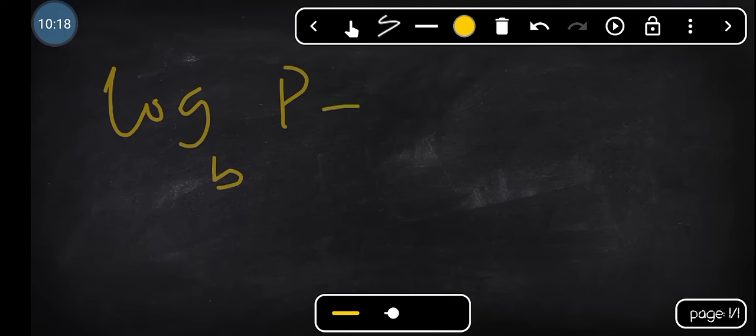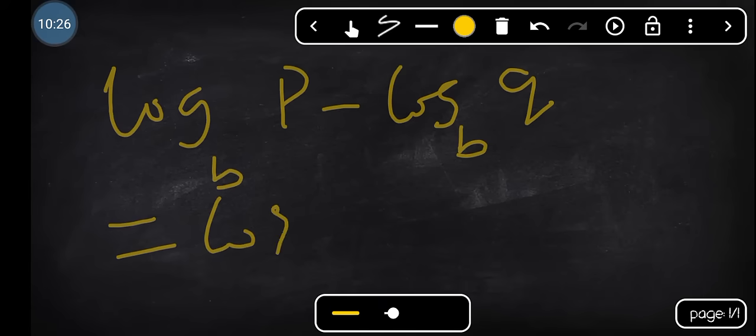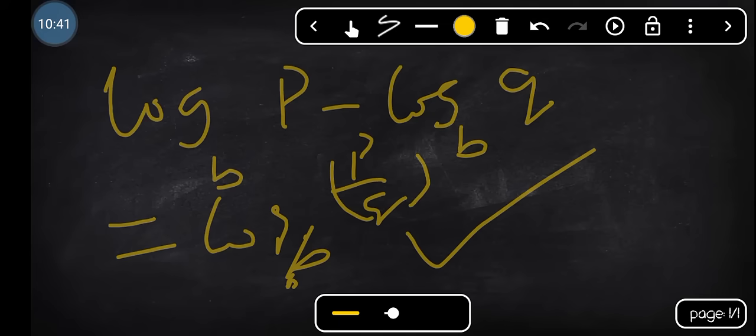So let's look at number 2. We have log p base b minus log q base b. So it will give us what? Log p divided by q base b. So minus will attract division. This is very important. Minus will attract division.